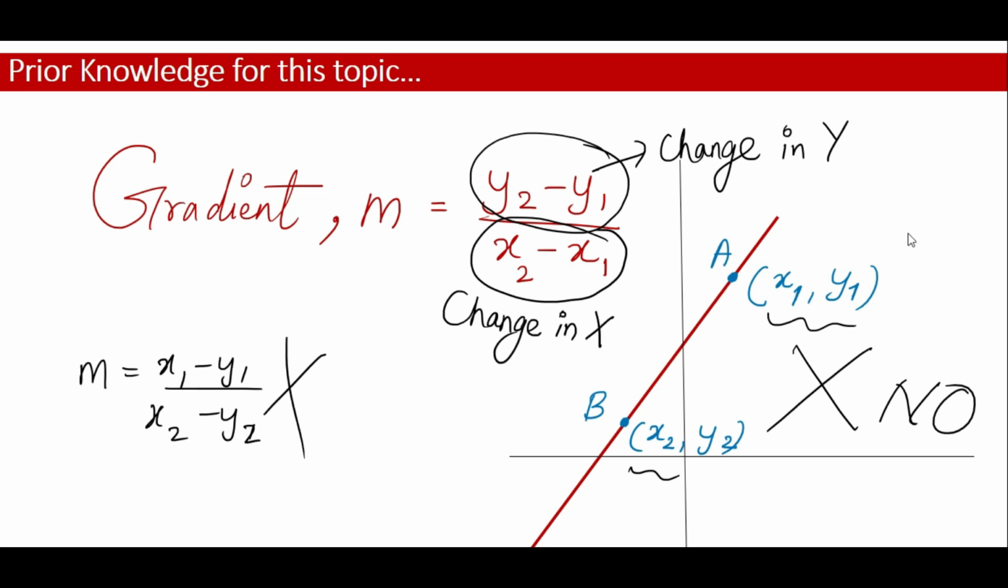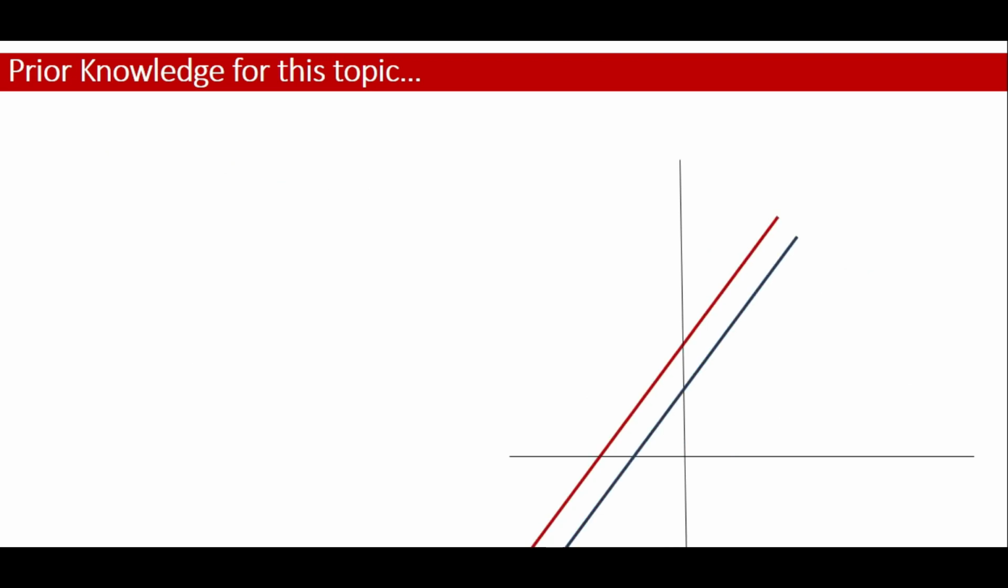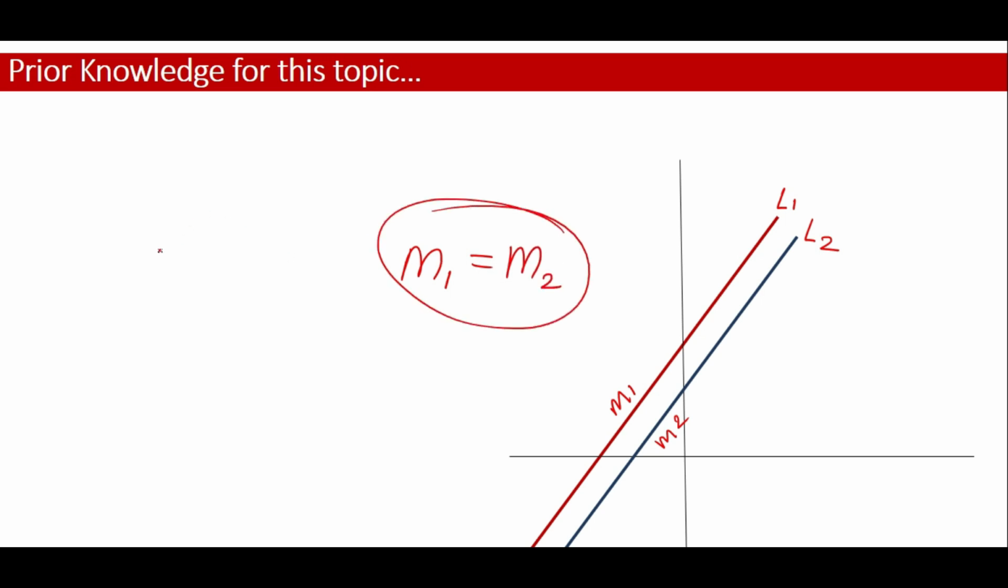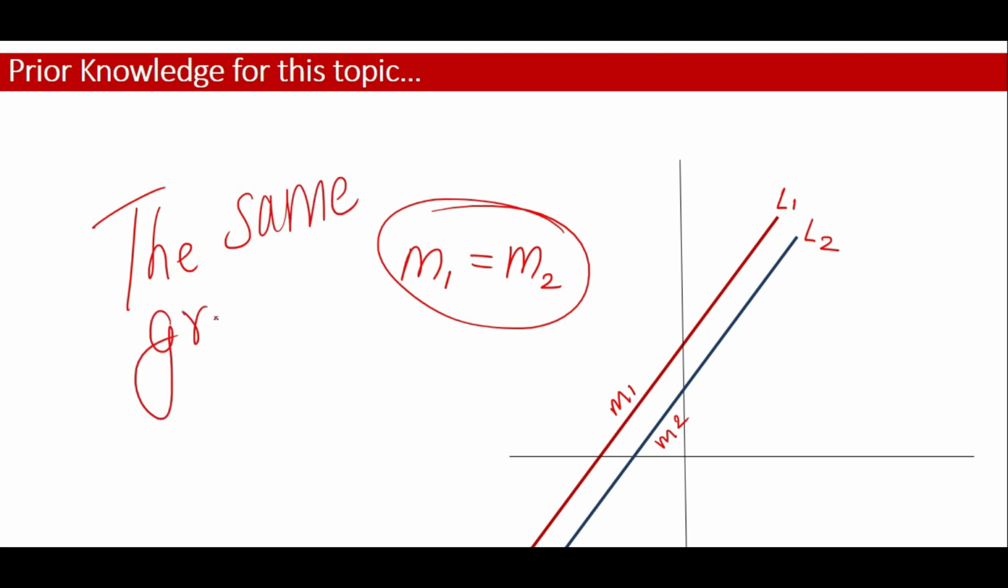Moving on to the next topic, let us consider two parallel lines. I will label them as L1 and L2. You can see they have the same gradient or the same slope. So in these conditions, if M1 is the gradient of line L1 and M2 is the gradient of line L2, the condition is M1 equal to M2. They have the same slope or the same gradient.